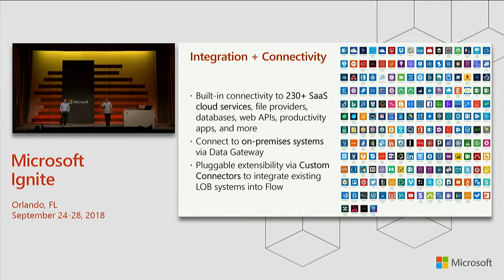Also, if you have on-premise data, we have a gateway that will allow you to connect to certain data sources on-premise. And then if you have a service with a RESTful API, you can actually build a custom connector to connect your service into Flow so that your customers can begin to use the value of Flow and all of the other connectors as well.